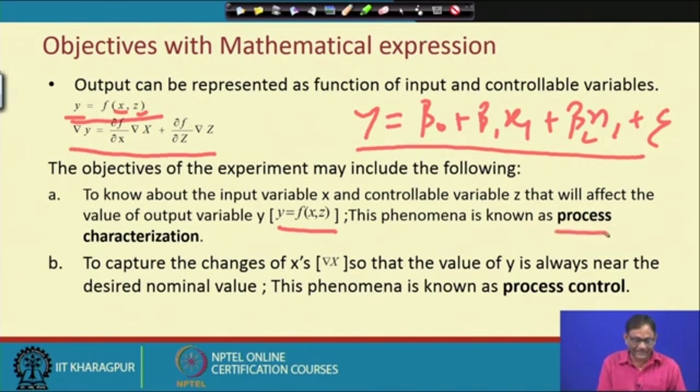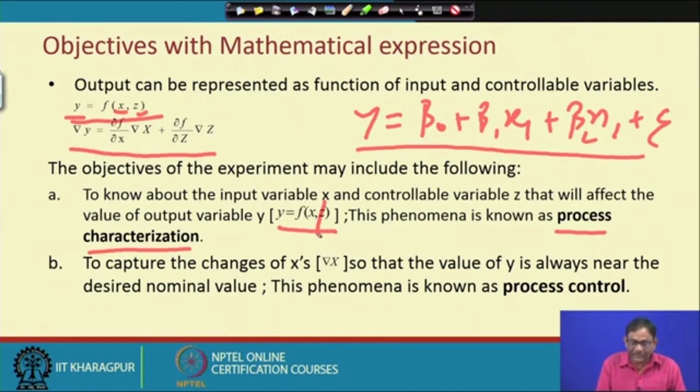But you want to establish this, and once you establish this, it is known as process characterization. So, what is process characterization? Process characterization is knowing the relationship between y, x and z. To know about the input variable, controllable x and uncontrollable z, that will affect the output variable. So, y is a function of x and z. As I told you earlier, most of the time this z will not be included in the function.